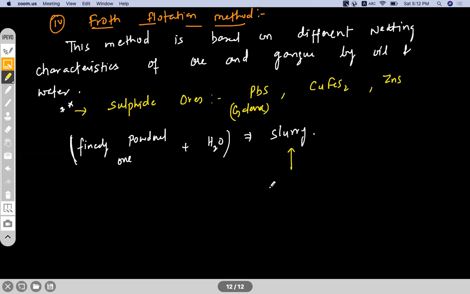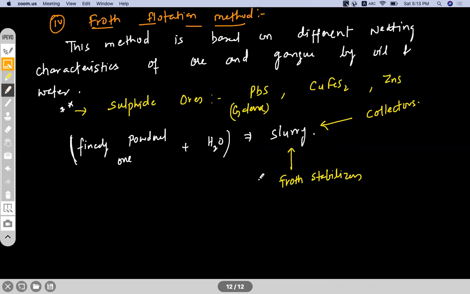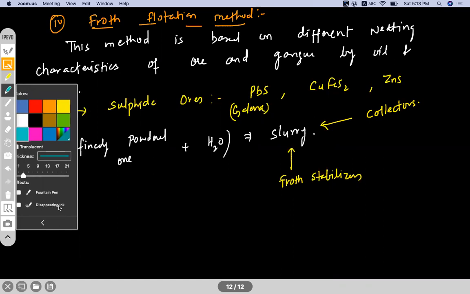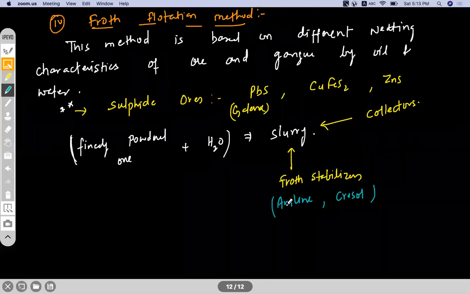In this slurry, we add froth stabilizers, which help in the forming of froth. We also add some amount of collectors in this slurry. So for froth stabilizers, what compounds do we use? This one is important, you must keep it in mind. For stabilizing froth, we use compounds like aniline, cresol, etc. as froth stabilizers, important.